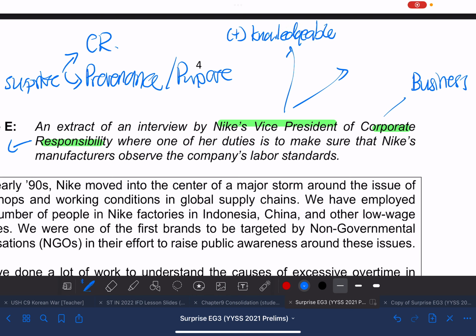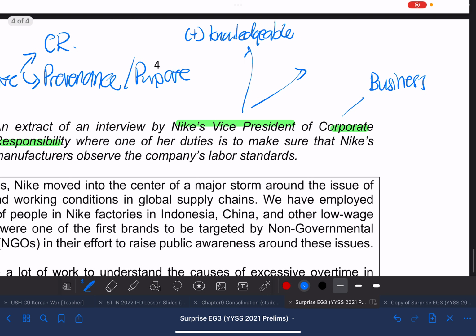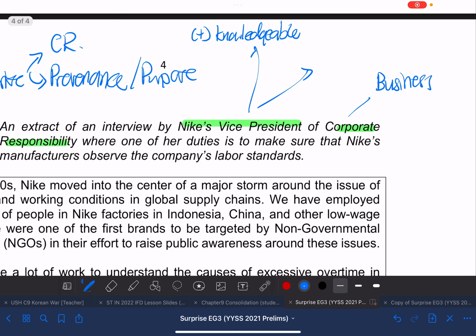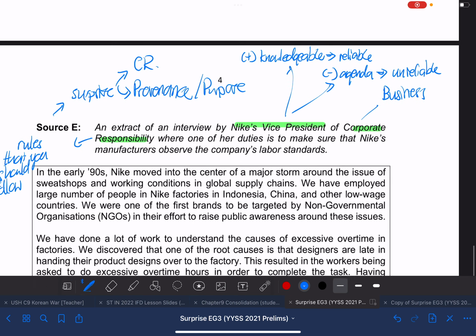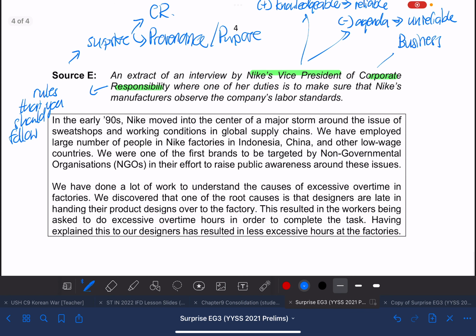Okay, because she is the expert authority, she's the one who should know most about Nike. And if you think that this is what is known about her vice presidentship, then you might think that she's a reliable source. On the other hand, you might think, hey, this is Nike's vice president. Nike is one of the MNCs which was being criticized for its treatment of workers. Perhaps you might think that there might be an agenda to hide the truth, in which case you might be thinking she is an unreliable source.